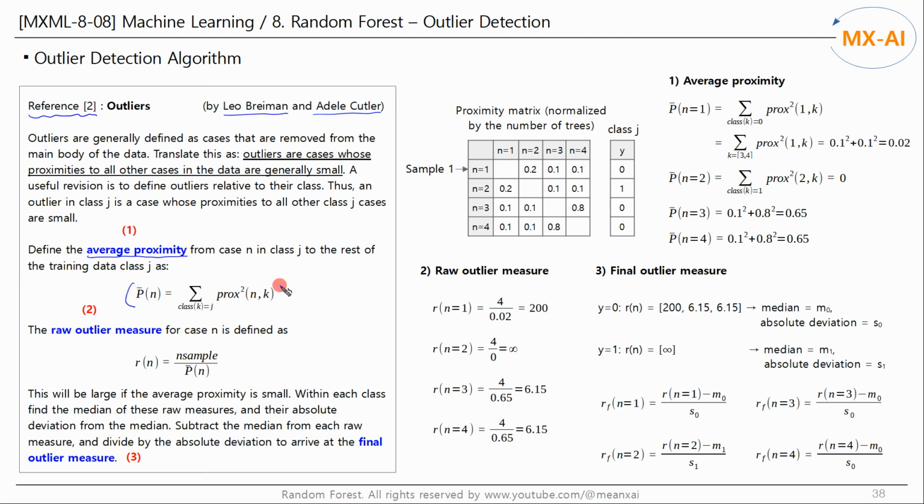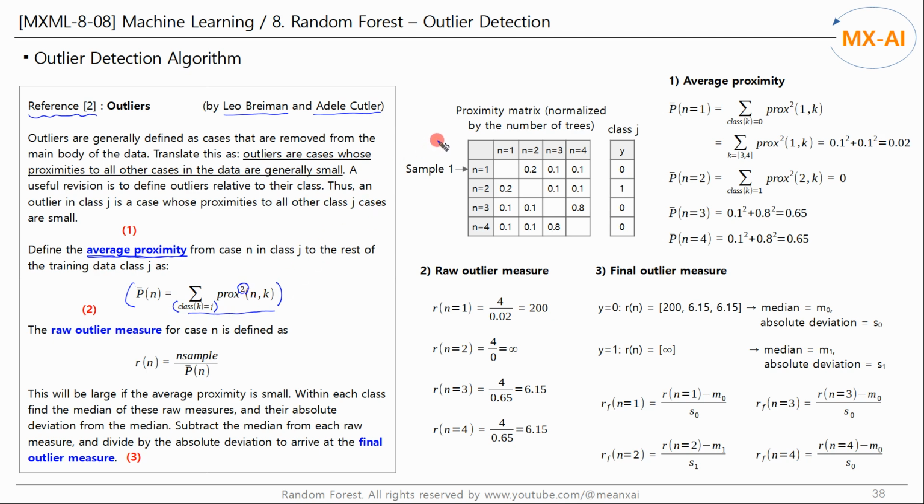The formula is shown here. Although the document refers to this as the average proximity, the formula is actually the sum of squared proximity values. For consistency with the original document, I'll continue to refer to it as the average proximity throughout this lecture. For each sample, we take all the samples that belong to the same class, square their proximity values, and sum them together.